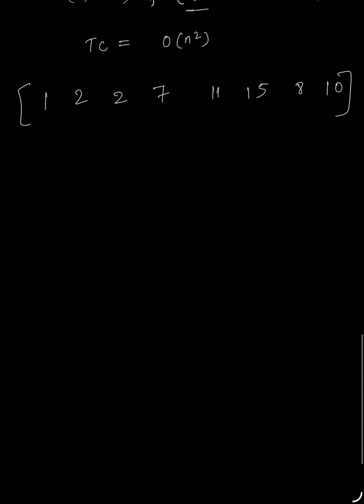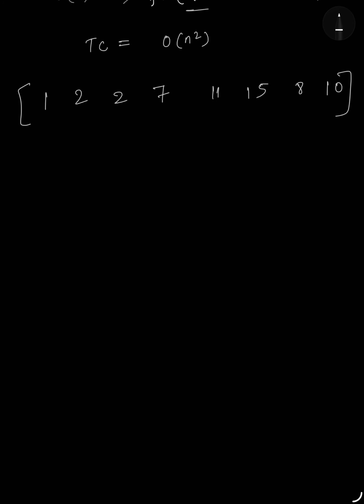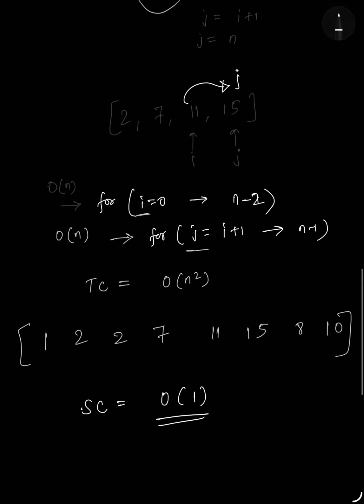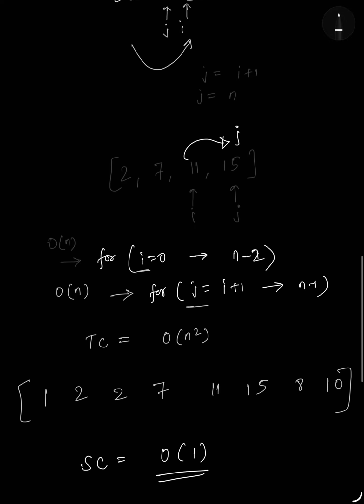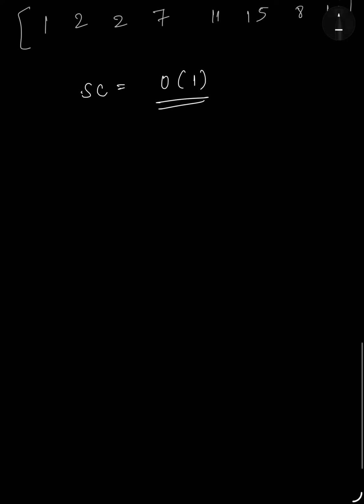And we are definitely not using any extra space. So if I talk about space complexity, we have zero extra space, constant space complexity, which will be O of 1, because we are not using any particular space to solve this algorithm. So for the brute force logic, definitely time complexity is O of n square and space is constant. Okay, so this is the brute force solution.